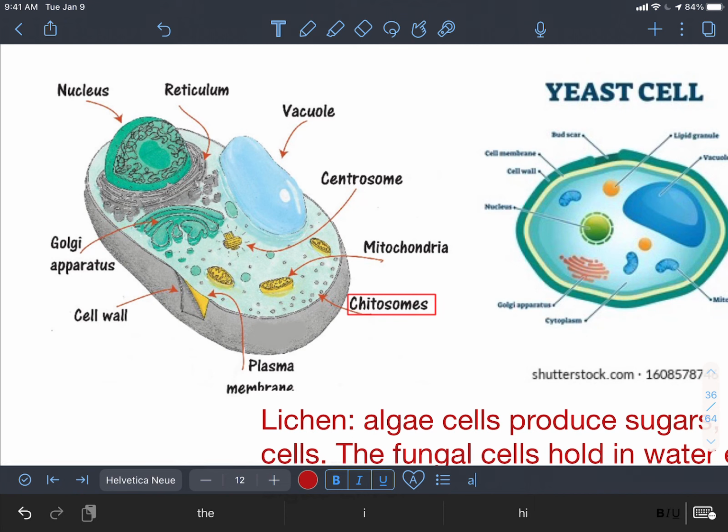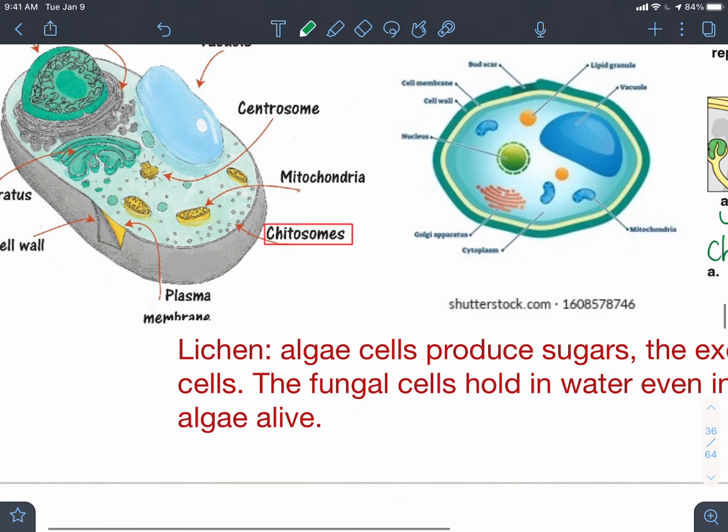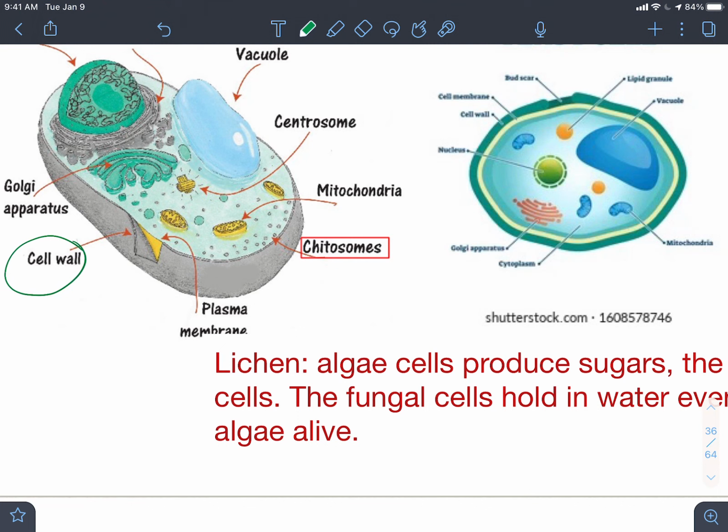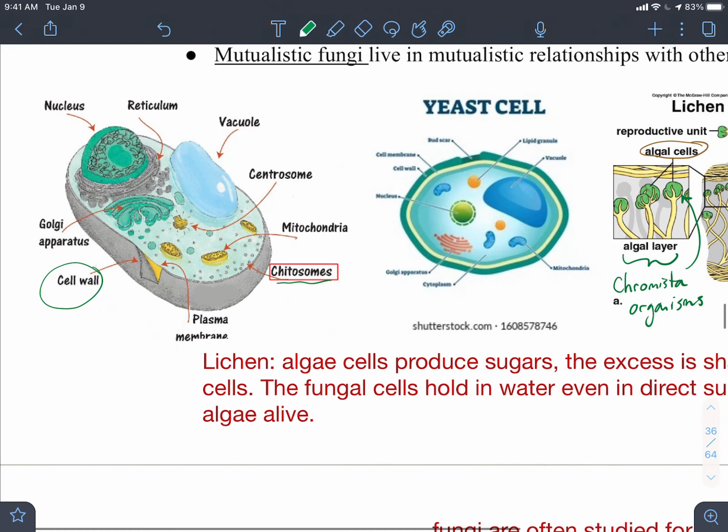Here is an example of the fungus cell. Notice it's a sort of lack of shape, similar in a way to the animal cells we described, although it does have a cell wall. And you can see the cell wall here, and it has chitosomes, which I believe are there to help produce the cell wall. Those are producing chitin. Then they're unique to that cell. It has the centrosome that we suggested was only in animals, but is also in these types of cells.